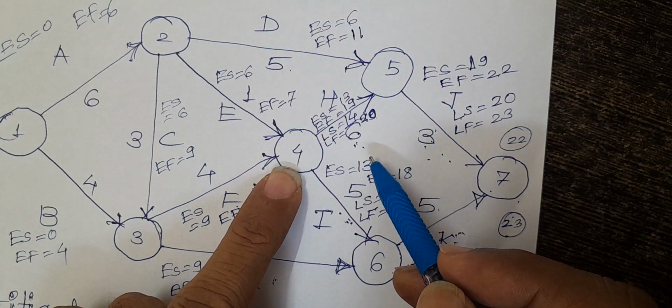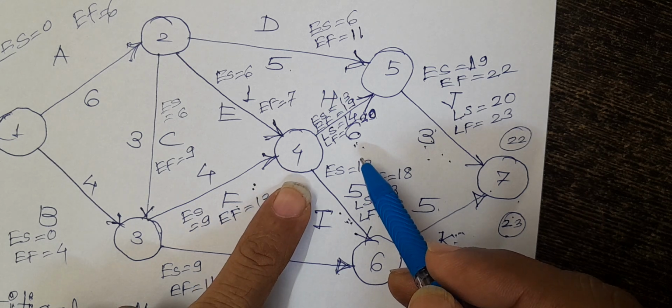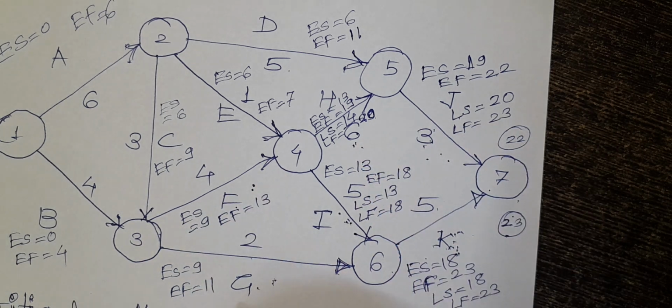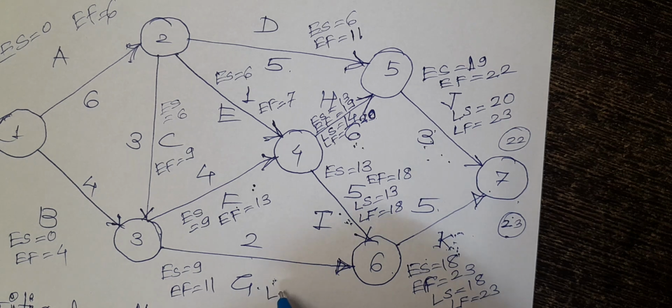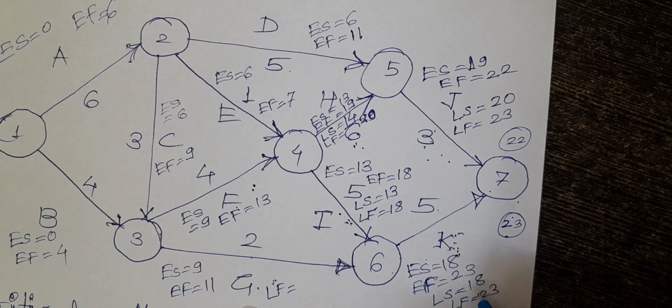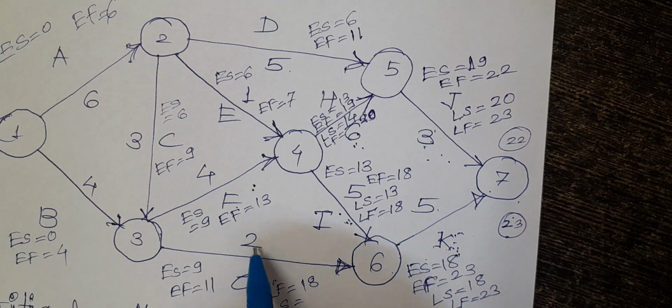Now come to the G activity. So this is activity G. So what is the latest finish for this activity? Latest finish is the latest start of this activity, which is 18. So G is having the latest finish of 18. So what is the latest start for this activity? 18 minus the time required for this activity. So 18 minus 2, it is 16. So this is the latest start for this activity.